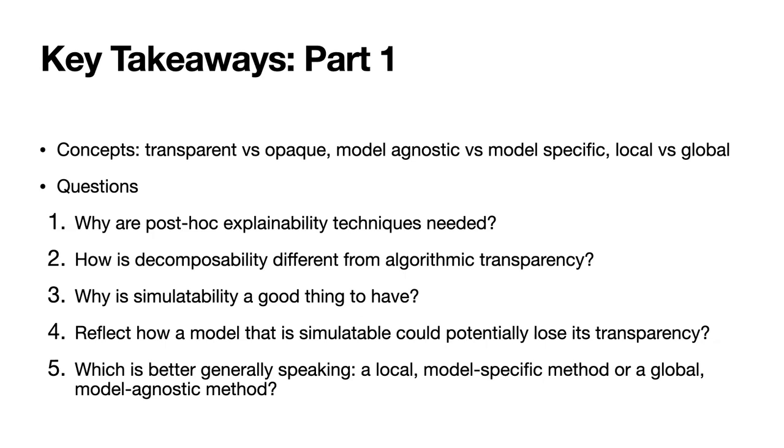And let's look at the last question: what's generally better? Is it a local model specific or a global model agnostic? Although I haven't gone into the advantages and disadvantages, clearly model agnostic is better because you can apply it to a larger number of models. And as we just discussed, the global explanation feature is a good thing to have because you're not stuck in some local region. So the latter, if it is possible to achieve it, is obviously better, right?